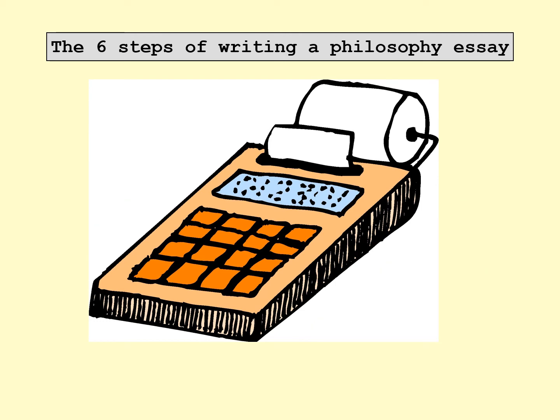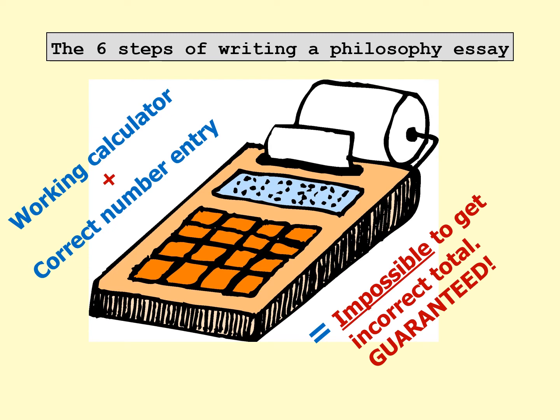What's the lesson here? The only guarantee of a correct total is both correct entries and a working calculator. All other options are a gamble, and the odds are against you. You may get the correct total with a malfunctioning calculator, mistakes in entries, or both, but it's more likely that you will not.